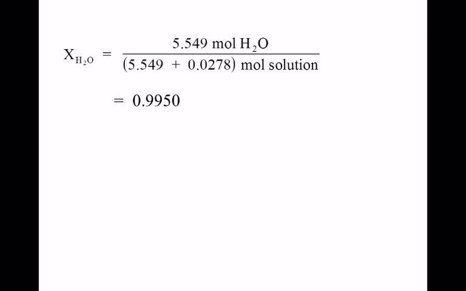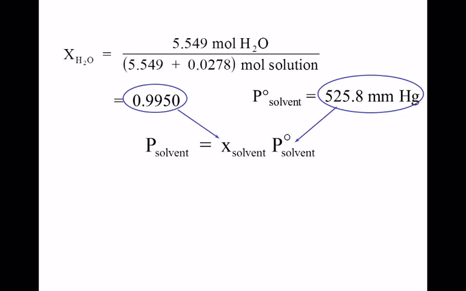So that's going to be our first term. And that second term, of course, is going to be what we got from a table. It's 525.8 millimeters of mercury. So we can knock out what the equilibrium vapor pressure of water would be this way. So the pressure of your solvent, in this case water, will be 0.9950, which is the mole fraction, times 525.8 millimeters of mercury, which is from the table. Rounding to 4 significant figures.